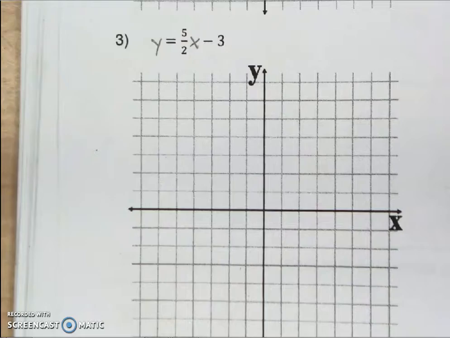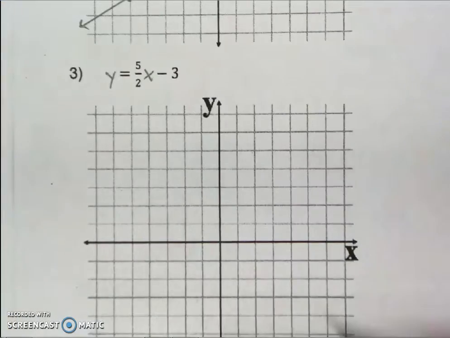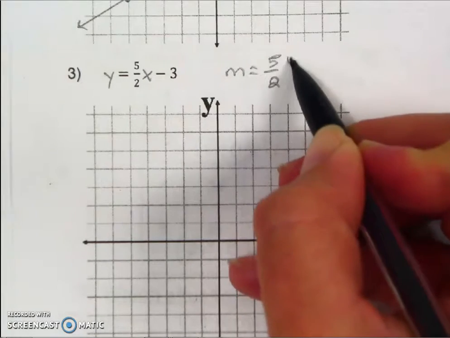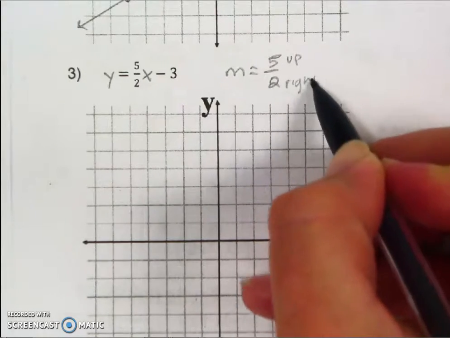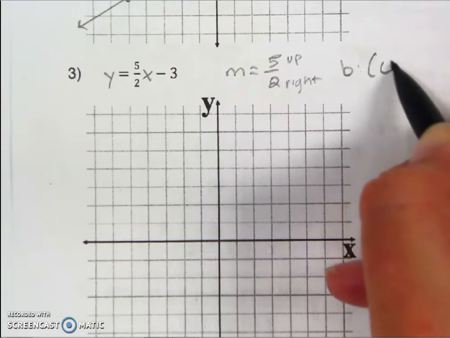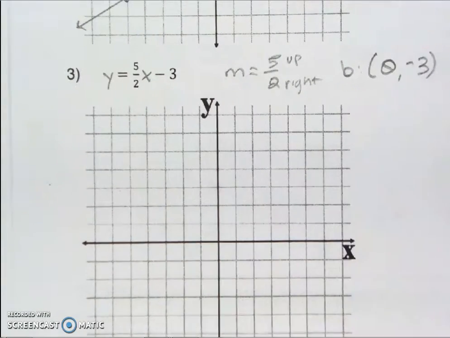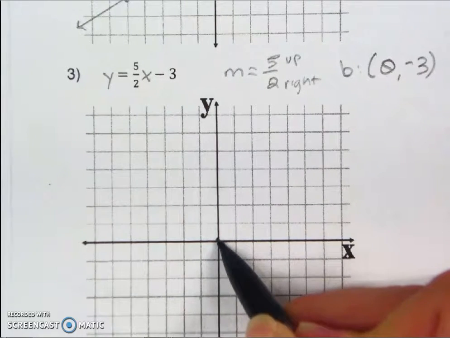Number 3, y equals 5/2 x minus 3. The slope is 5/2, so positive, up and right. And the y-intercept is 0, the constant is -3. All right, so that means we start at 0, -3.